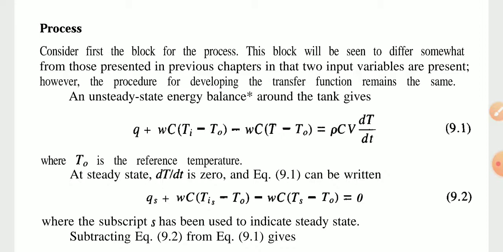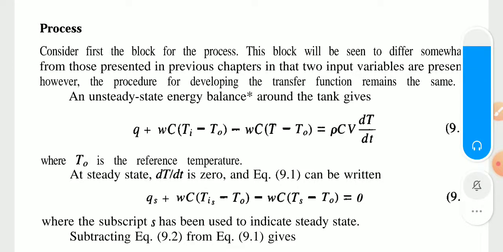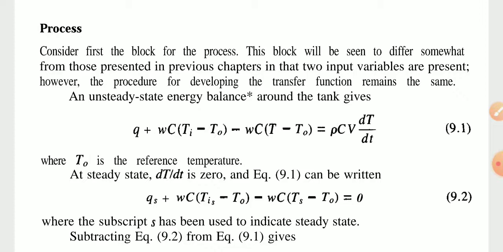Consider the first block in this process. This block will be seen to differ somewhat from those presented in the previous chapter, in that two input variables are presented. Okay, however, the procedure for developing the transfer function remains the same. Okay, consider the first block diagram we made for this process, in which it is seen to differ somewhat from those presented in the previous chapter, as two inputs are presented.